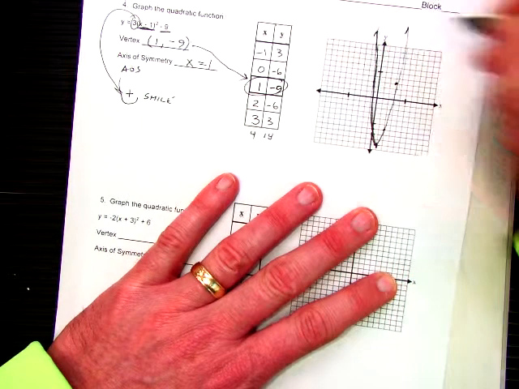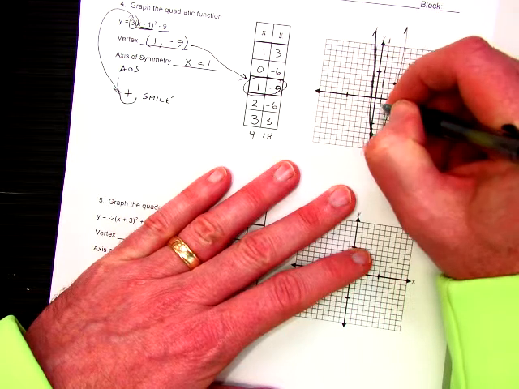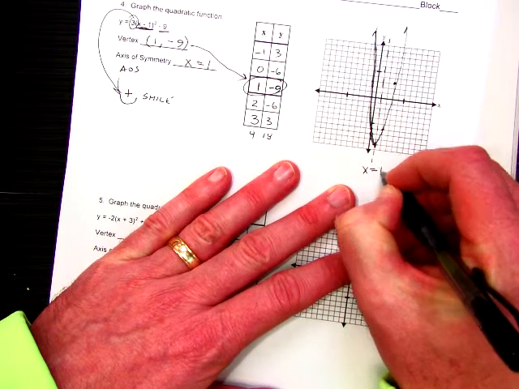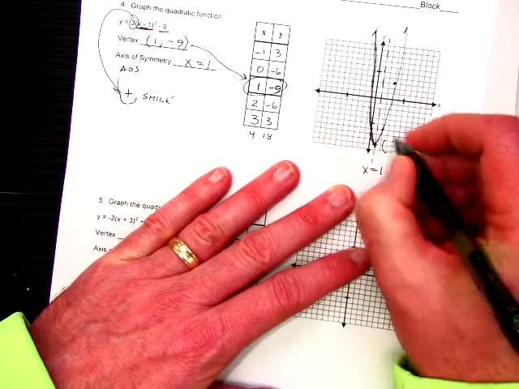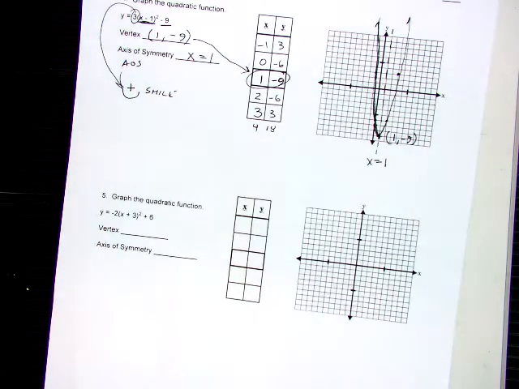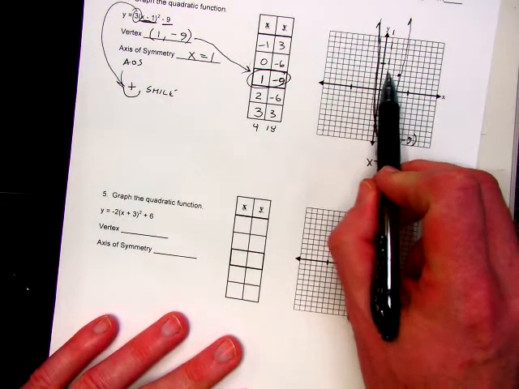All right. And now I'm also going to draw in our axis of symmetry. And that's at x is equal to 1. And this is our vertex, and I'm going to label that as 1, negative 9. So we need to label all that stuff on there. We're just going to indicate the points. Label the axis of symmetry. It's a dotted line because the graph is the same on both sides.